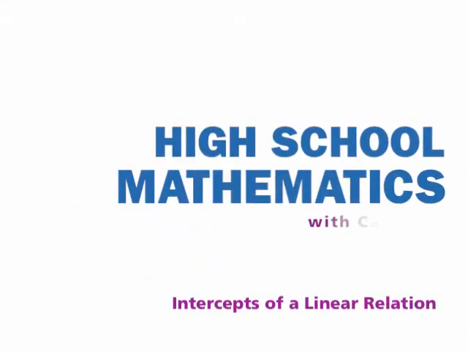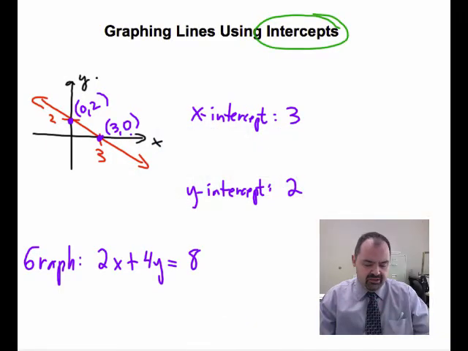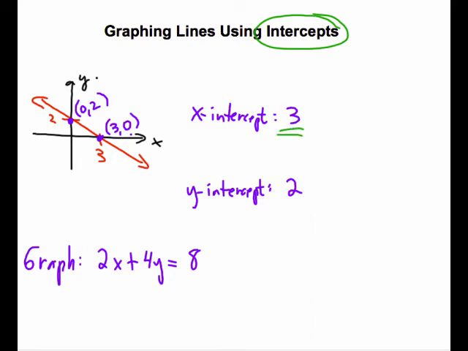Alright, the second concept we want to review is that of intercepts, where a graph crosses the x and y axis. I have a line here, and it has an x-intercept of 3, which means that it crosses the x-axis at the point (3, 0), and a y-intercept of 2, which means it crosses the y-axis at (0, 2).